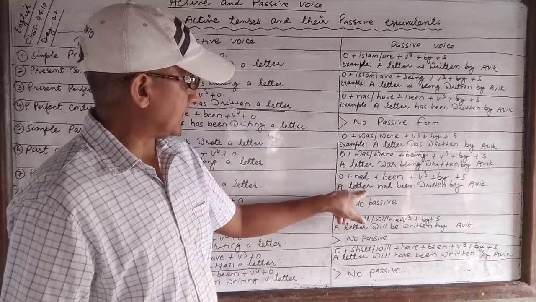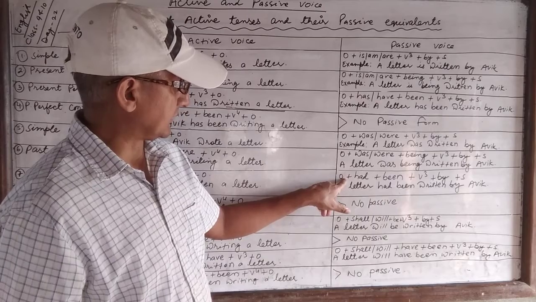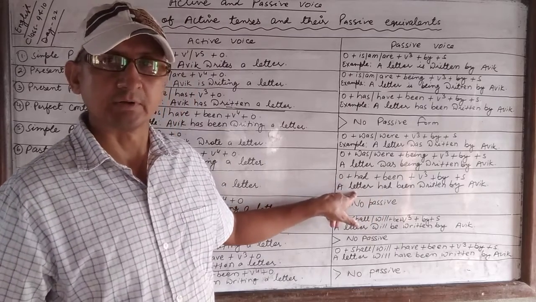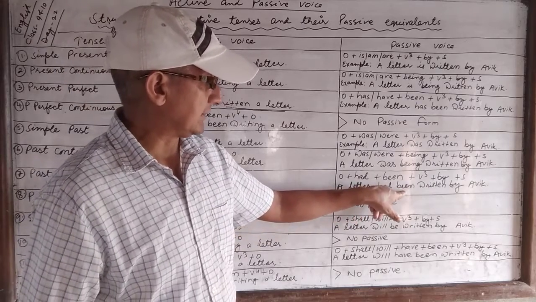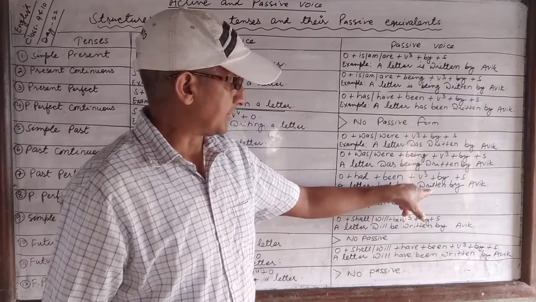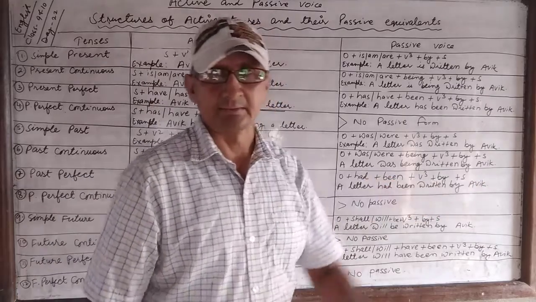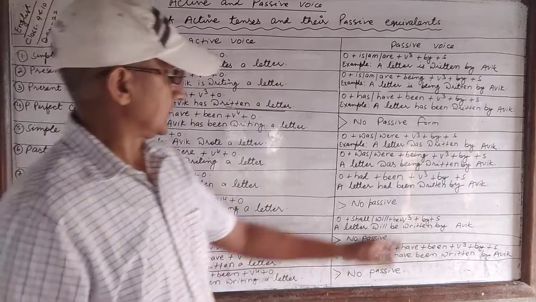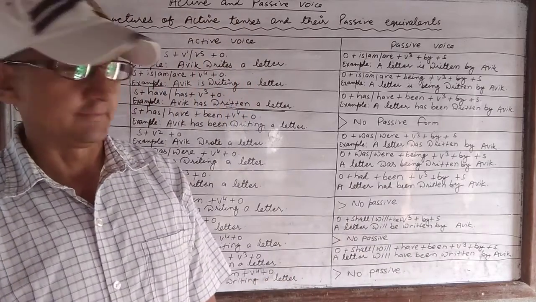A letter is the subject here. Okay. It is the object of the active voice. After had, whether it is a singular or plural subject, we always use had. After had been comes the verb in the third form, the past participle form, by, and then the subject of the active voice. Here the subject of the active voice becomes the object in the passive voice.